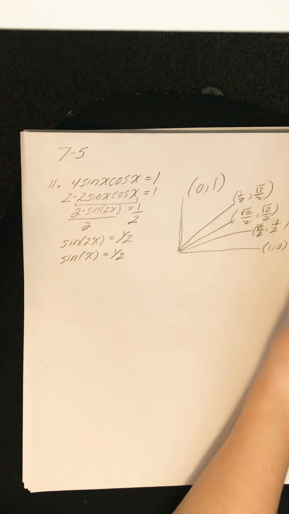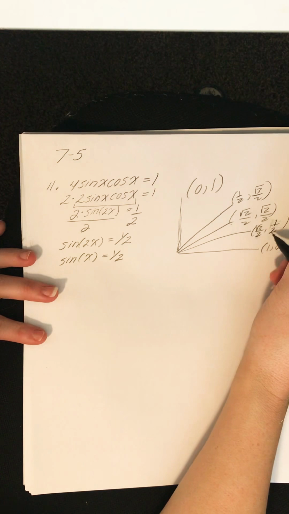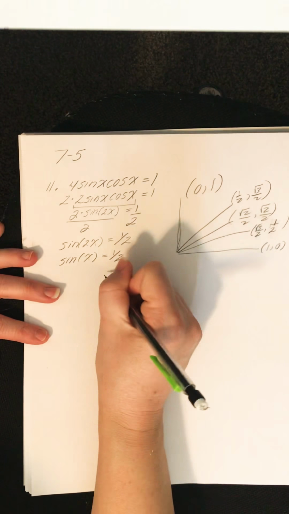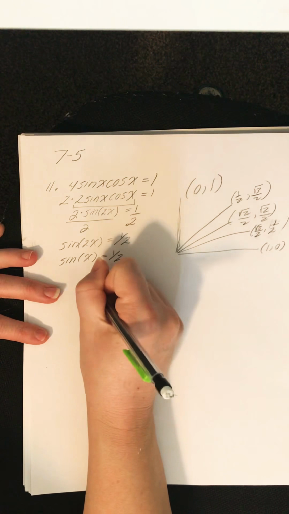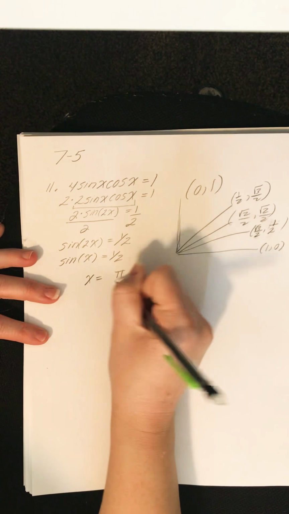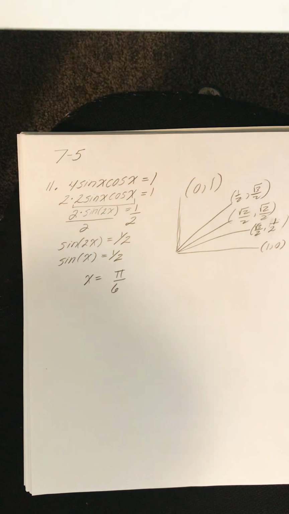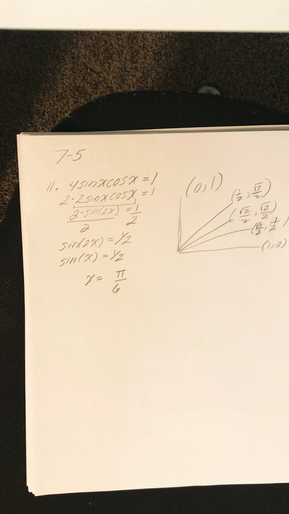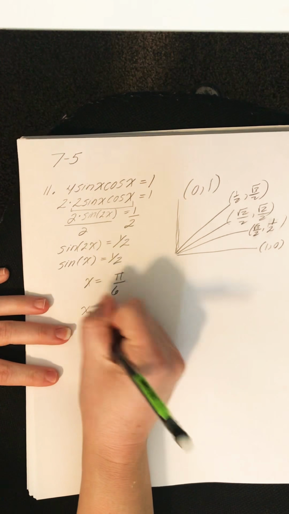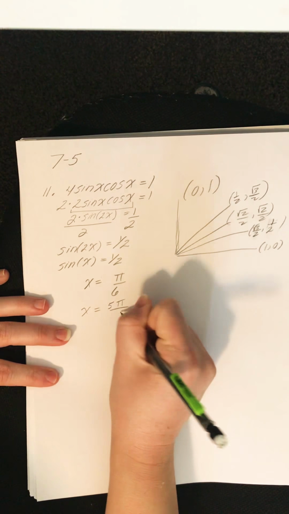So on an interval from 0 to pi, cosine x, sine is y. So that would be 30 degrees or pi 6. So x equals pi 6. Where else? Let's think. If we're thinking about the unit circle, it's anytime it equals 1/2. So it also happens at 5 pi 6. So x equals 5 pi 6.